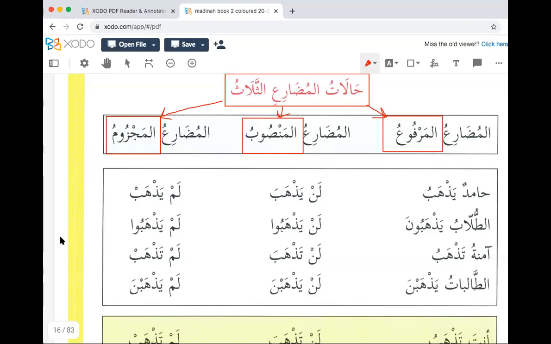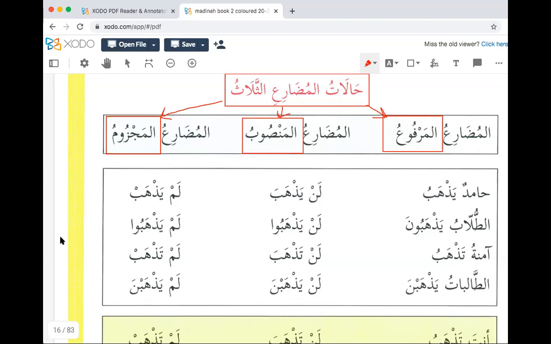You won't say darabi. He hit me. You say daraba ni, darabani. This noon comes in to protect the fi'l from taking a kasra. And that's why it's called the noon of protection, or the protective noon, the noon al-wiqaya.